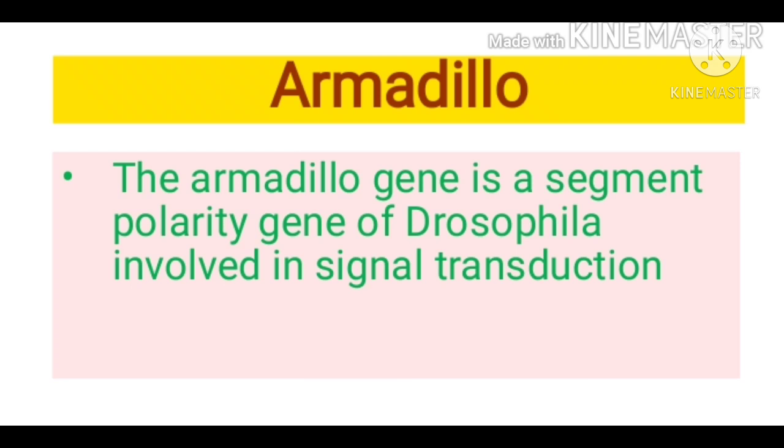The third option in the question is armadillo. Armadillo is a protein produced by the armadillo gene. It is a segment polarity gene found in Drosophila, mainly involved in signal transduction. This armadillo protein produced by the armadillo gene mainly determines the polarity of segments in Drosophila. As far as your CSIR NET exam is concerned, this Drosophila developmental biology, especially the proteins involved in the anterior posterior axis development, as well as the segment determining proteins, is of much significance.